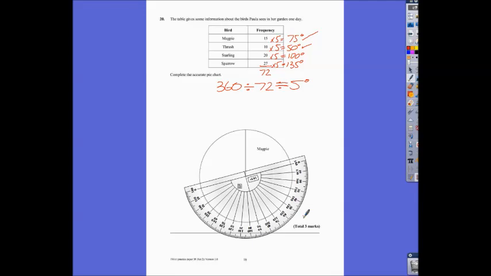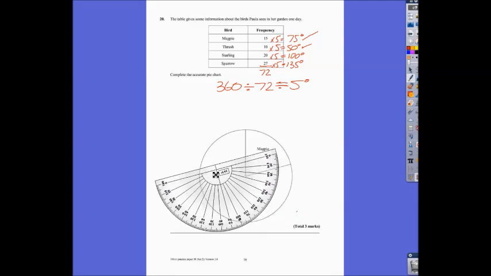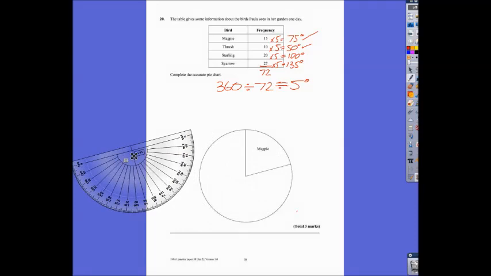We then need to measure the 100 degrees from that line. So if I just move this out of the way for a second, we need to put that line in, and we can measure that, use a ruler, but it should go right through that point there.